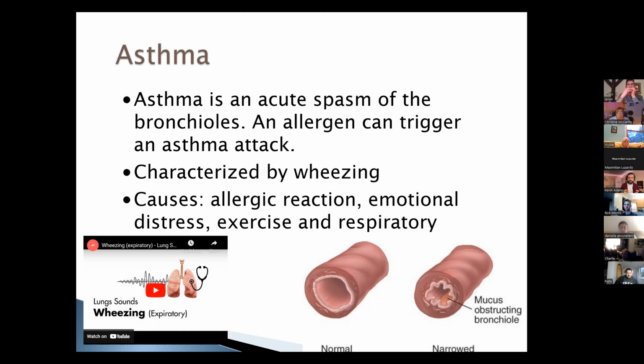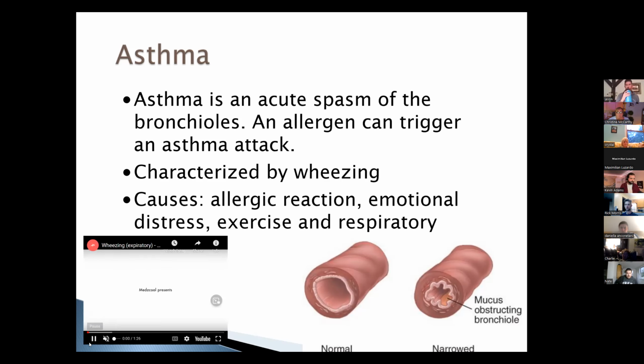I remember I had exercise-induced asthma when I was 5 or 6 years old, and I remember my mom walking me through using an inhaler, and I had no idea what I was doing it for. But it's very common, and here are some wheezing sounds.